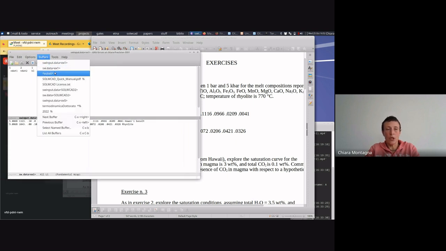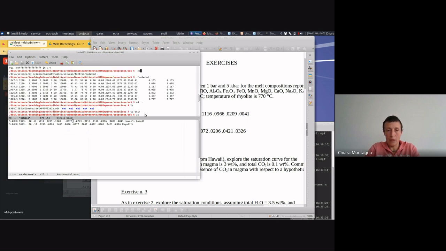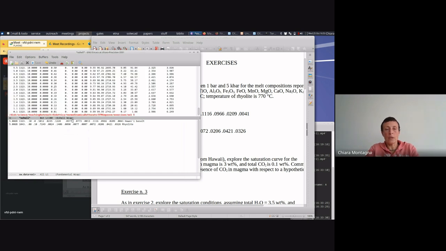We go back to our shell. We are in the right directory, exercise 1. So what we need to do is to run SolveCAD. And to run SolveCAD, the command is ./ and the executable name. Okay, so it's the output, and it is also saved in the file solvecad.out.